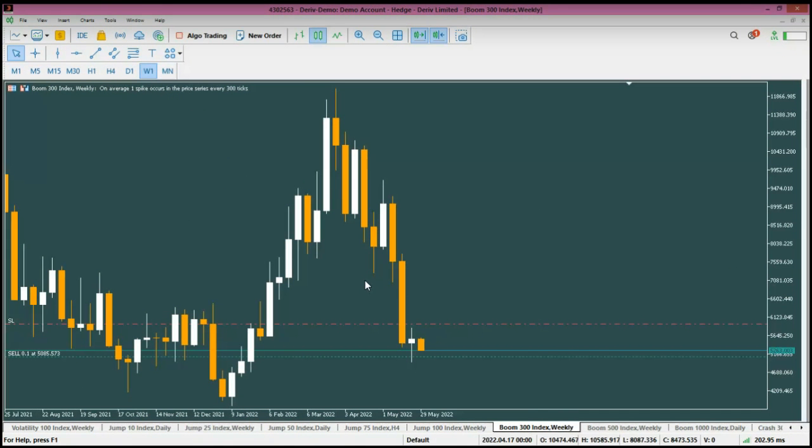We had Boom 300. Once again, there was an indecision, a war between the sellers and the buyers. But lastly, the buyers took control, but then the strength was still weak. So it can go either way with this symbol here.